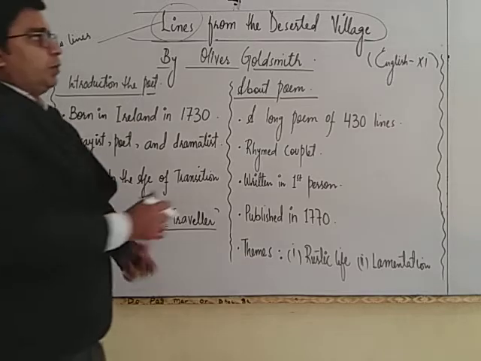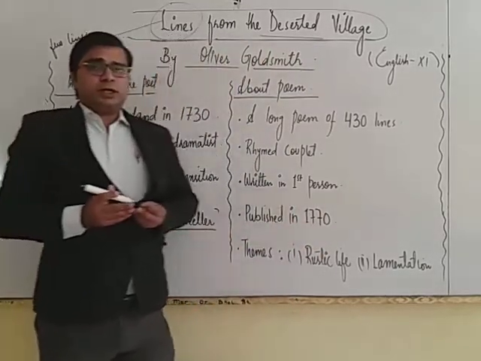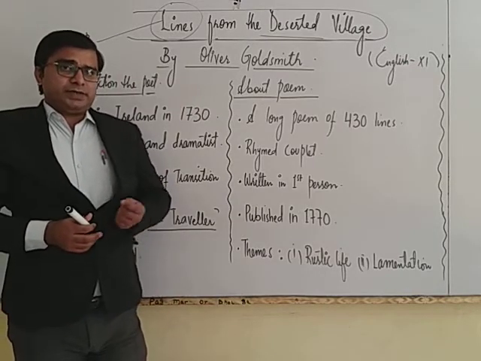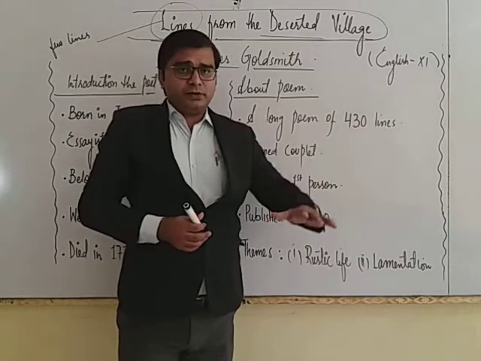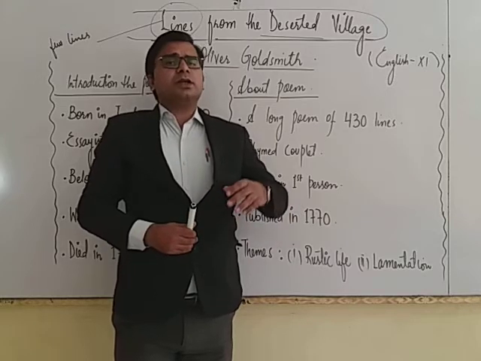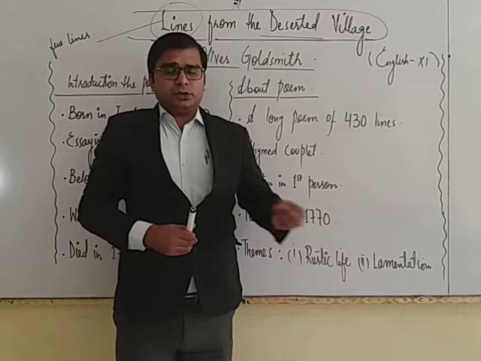So the first thing is that this is the experience of a few lines, and the next thing is from the deserted village. What is the meaning of deserted? Why has Oliver Goldsmith chosen the name deserted? Actually, deserted is an adjective: the place where there is a barren surface, or where there is no more happiness, or where there are no more charming or attractive things.